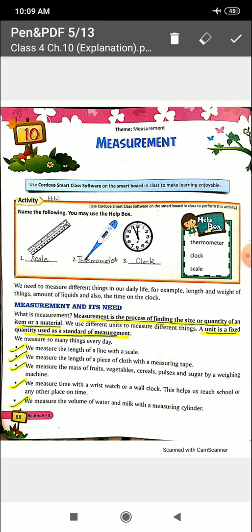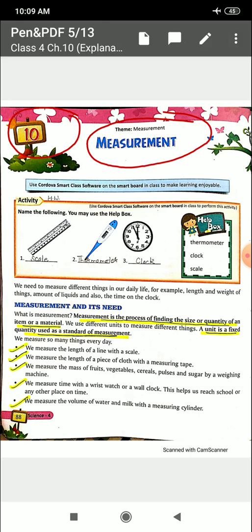So today in science, we will do chapter number 10, measurement. So this is the topic, chapter number 10, measurement. Children, I already introduced the chapter and we have done the explanation of half of the chapter already. But before continuing, let us recap the topics which we already have discussed.